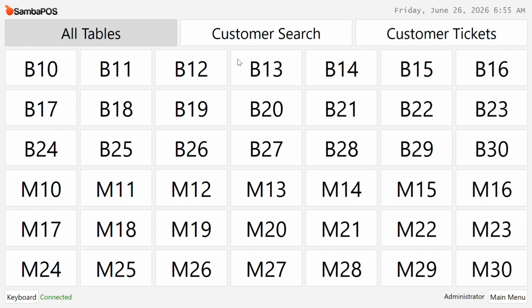These are all the tables. You can search customers and you can check your customer ticket. These are the entire list of your tables, and in these tables you can place orders. So let us place an order on table 10.